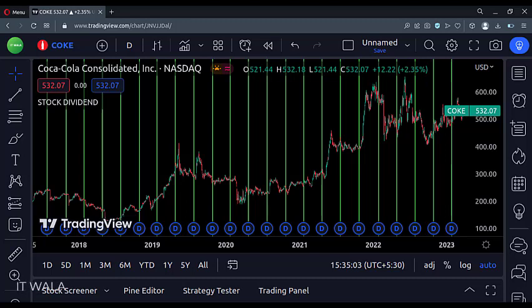Now I'm on the Coca-Cola stock chart. This stock is very well known for giving dividends generously, so you can see that the entire chart is filled with green vertical lines.